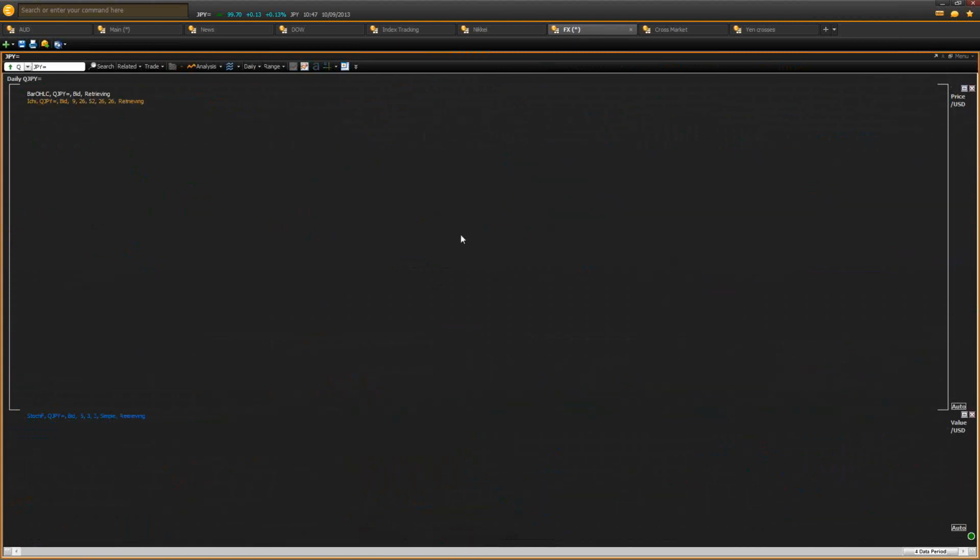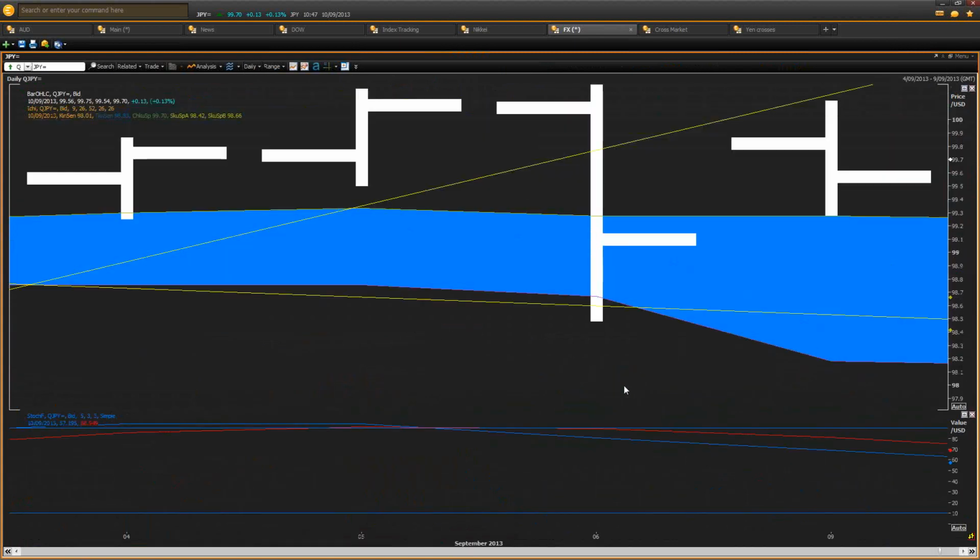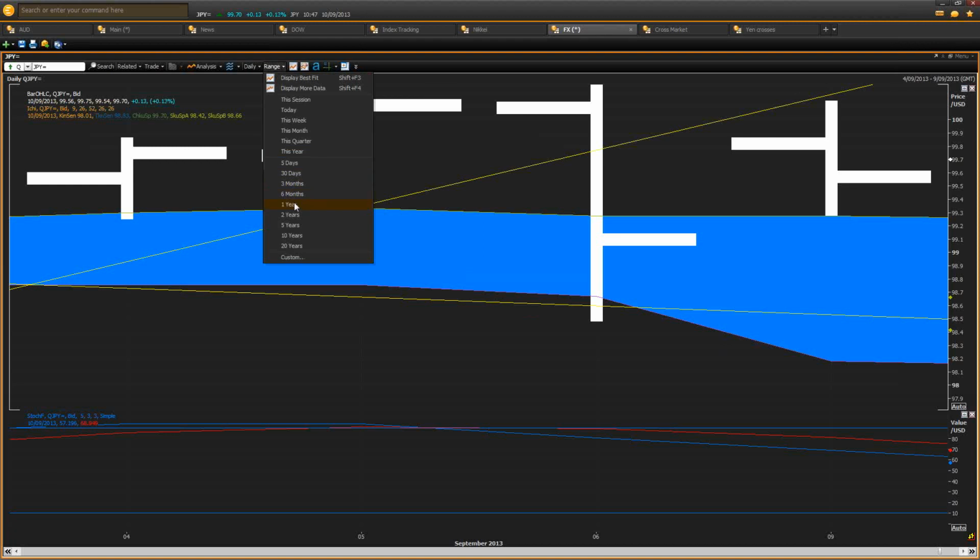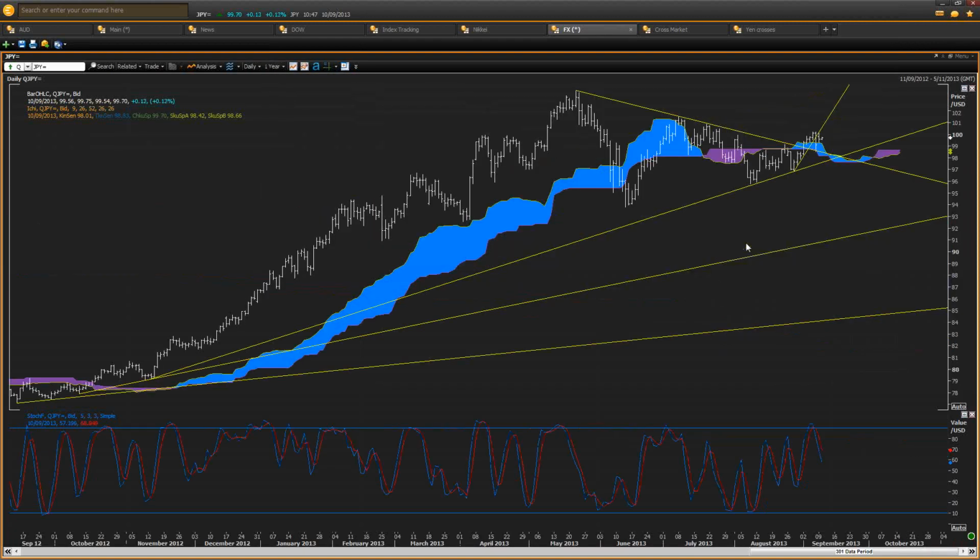Now, just coming back to the dollar yen, I've got the Ichimoku cloud up on this one. Let me just bring it up here. Now, there's been some wild activity on the yen.